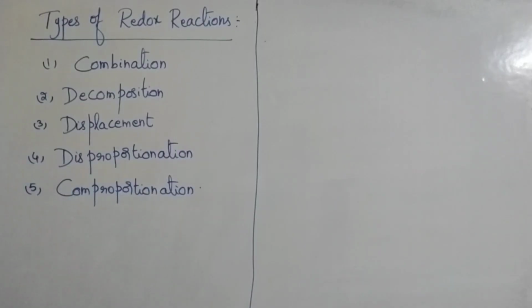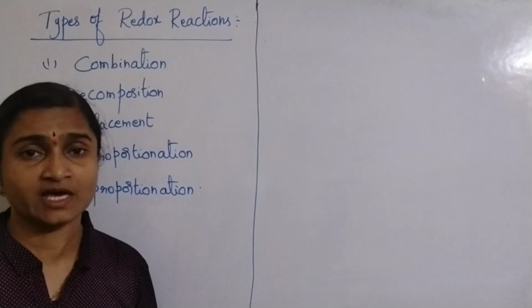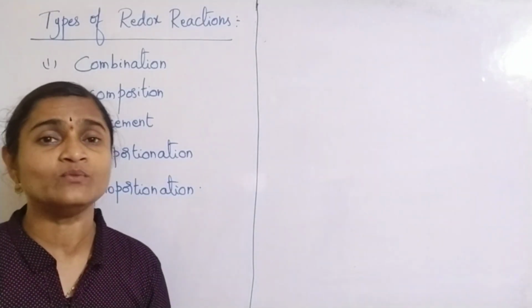So now let us go for the types of redox reactions. You have mainly 5 types of redox reactions. First one is combination, second one decomposition, third one displacement, fourth one is disproportionation reaction, and fifth one is comproportionation reaction. These are the main types of redox reactions. So let us learn each one with examples.